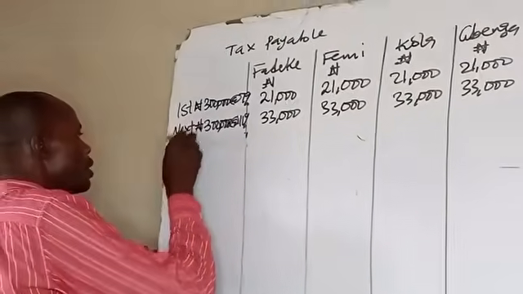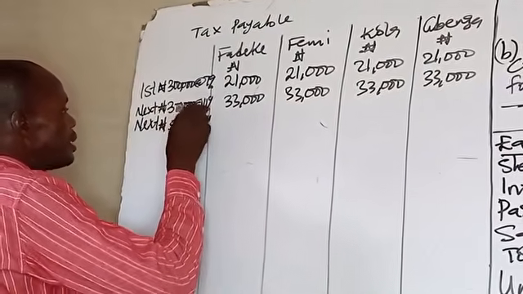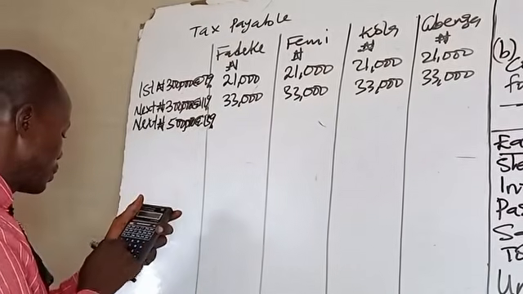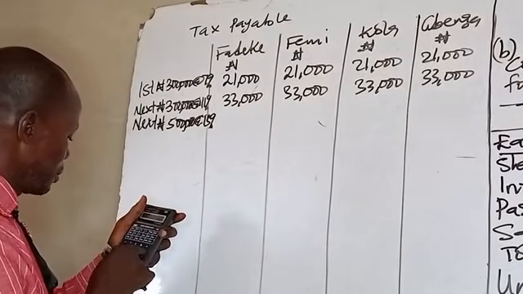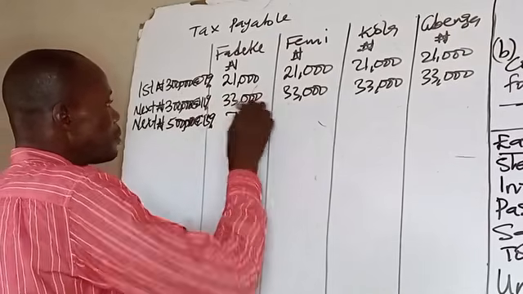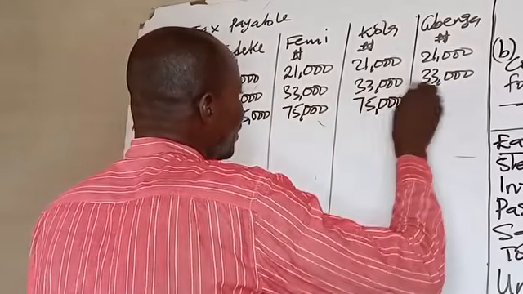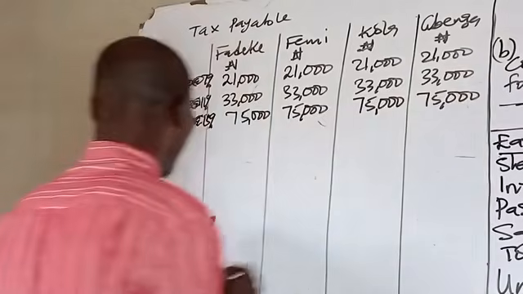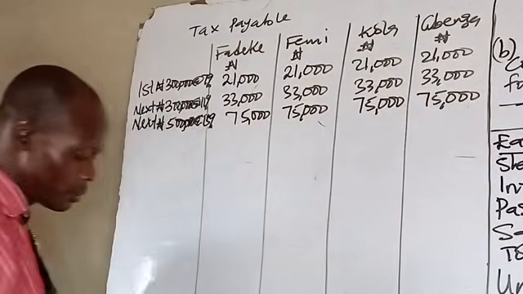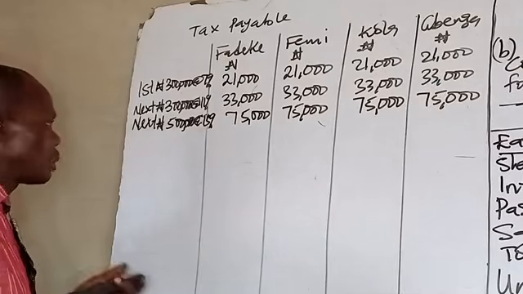Next, 500,000 naira will be taxed at 15%. 15% of 500,000 gives us 75,000. What has been taxed so far is this plus this 600,000 plus this, 1.1 million. 1.1 million has been taxed so far out of an income of over 20 million.